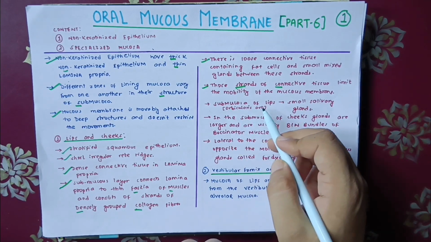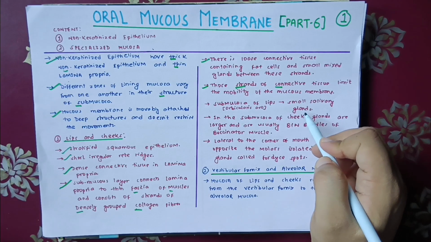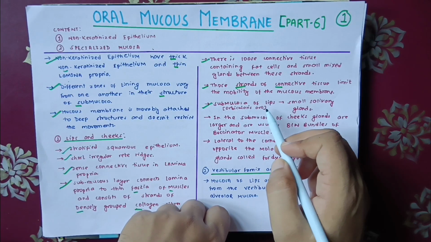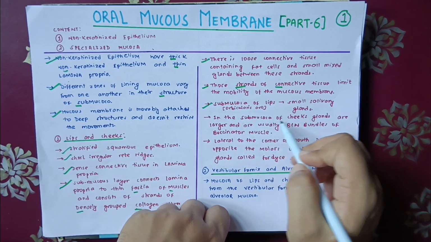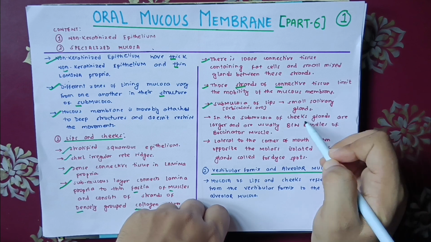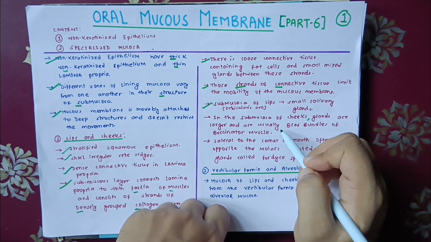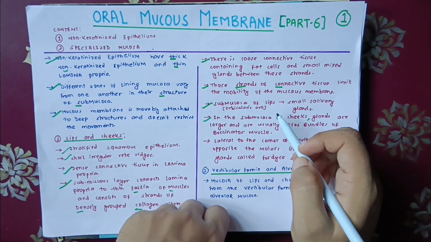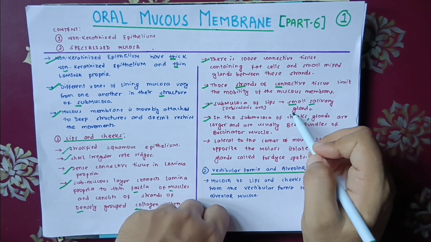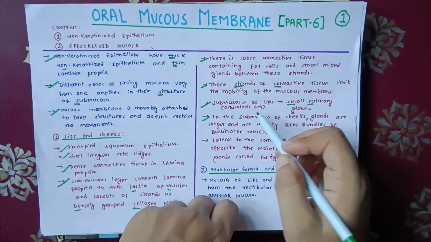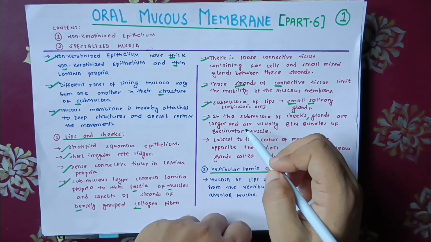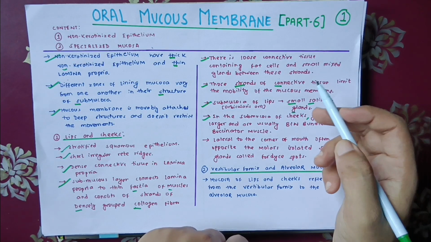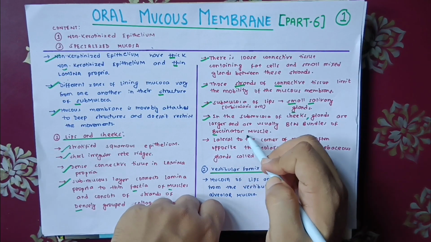In the submucosa of the lips, small salivary glands are present, and the orbicularis oris is the important muscle there. Similarly, in the submucosa of the cheeks, the glands are larger and are usually between the bundles of the buccinator muscle. So the lips have small salivary glands related to the orbicularis oris muscle, and the cheeks have larger salivary glands related to the buccinator muscle.